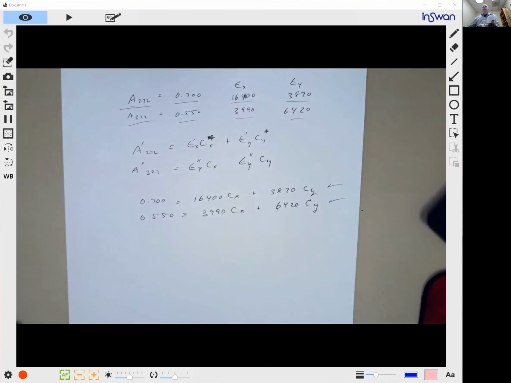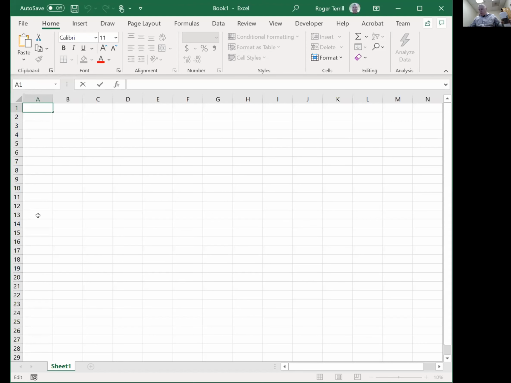So let me change my share here, and let's put in the values here. 0.7, 0.55. Now this is 16,400, 3870, and 3990, and 6420.